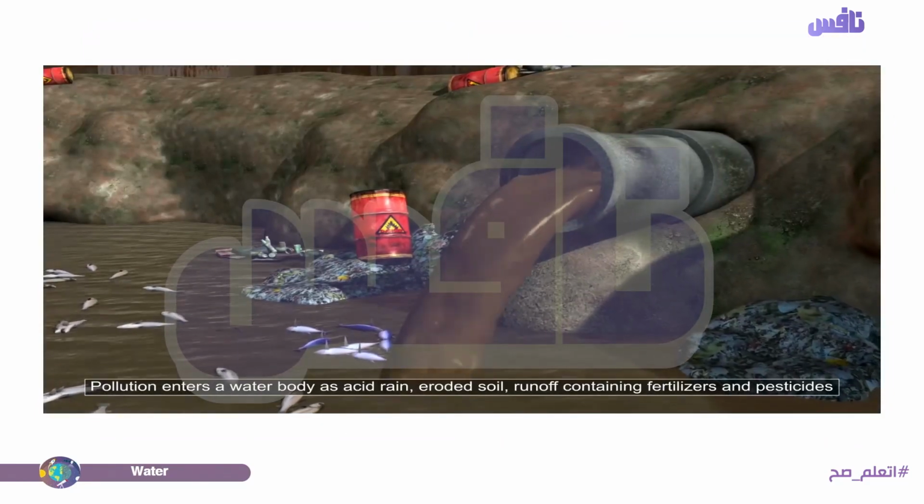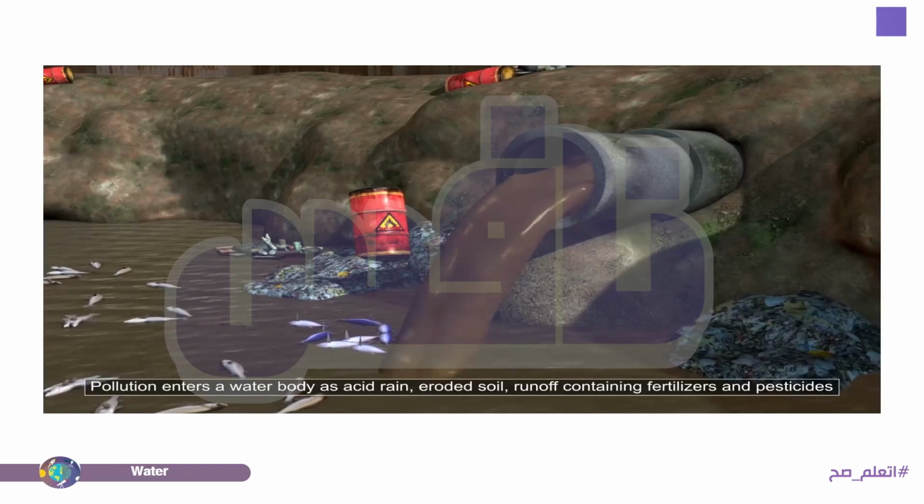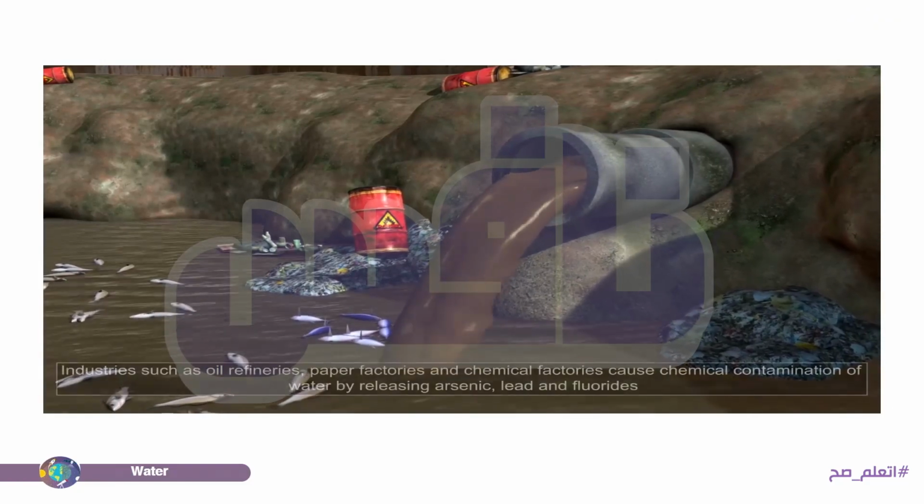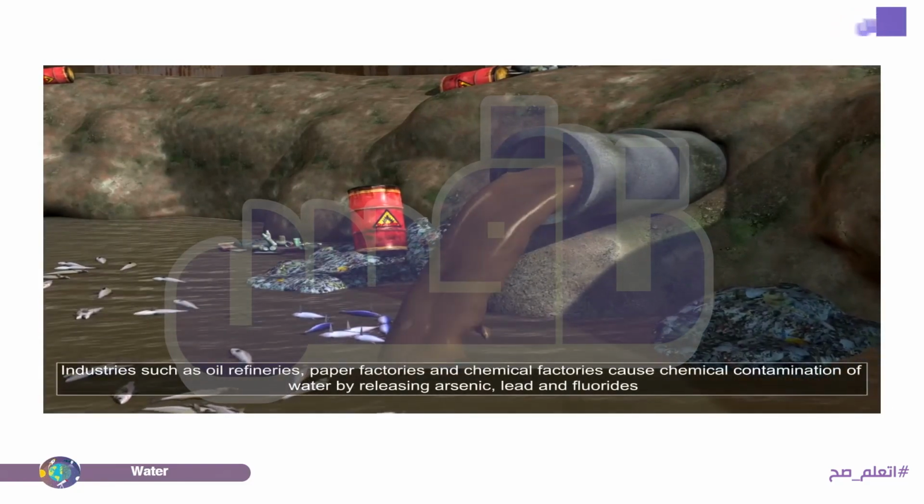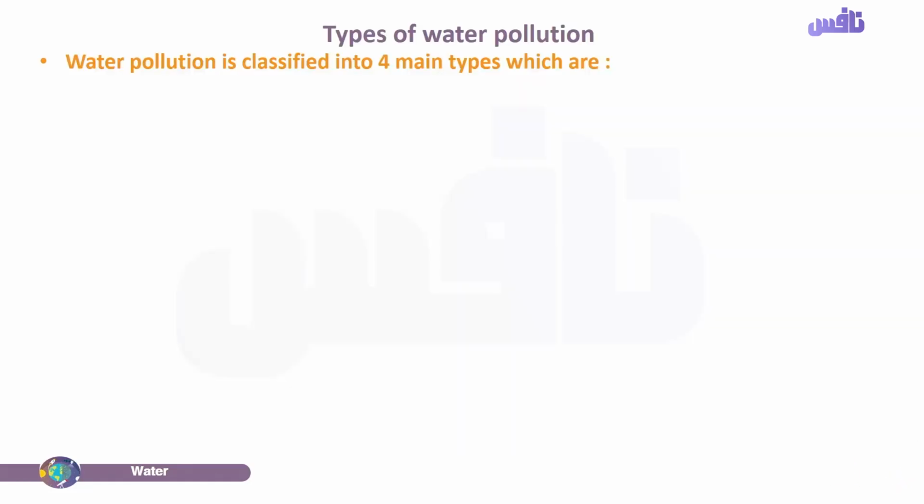The pollution enters a water body, enrolled soil containing fertilizer and pesticide. طيب الواتر عندي ايه اللي بيحصل فيها؟ بيحصل لها تلوث. التلوث ده بيأثر على كل الكائنات الحية. The type of water pollution. The water pollution is classified into 4 types.